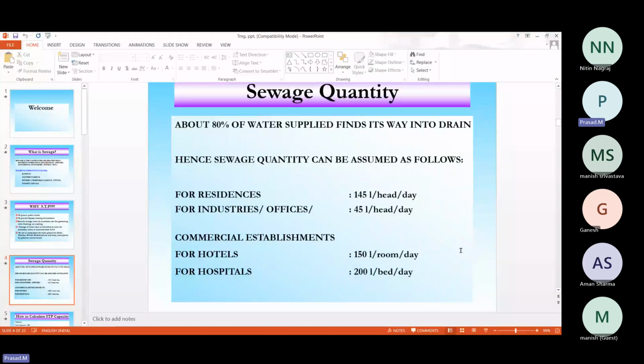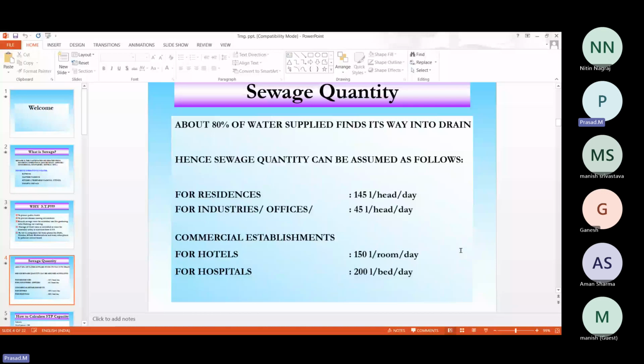So, what is the sewage quantity? About 80% of water supplied finds its way into the drain. Hence, sewage quantity can be assumed as follows. This is the assumption. When we are moving in the market, people will naturally ask questions, and people don't know about STP and all that. But from this we can calculate the STP capacity.